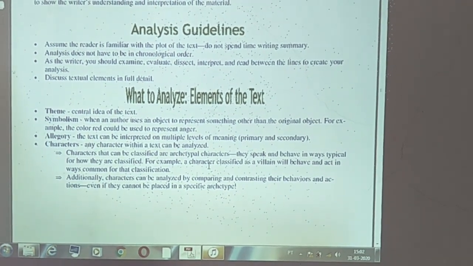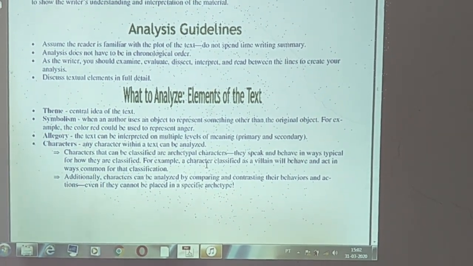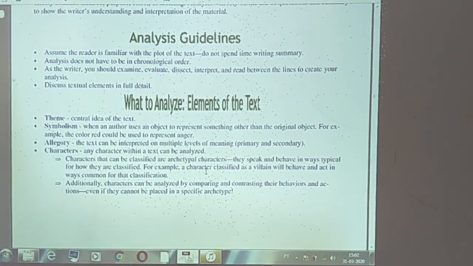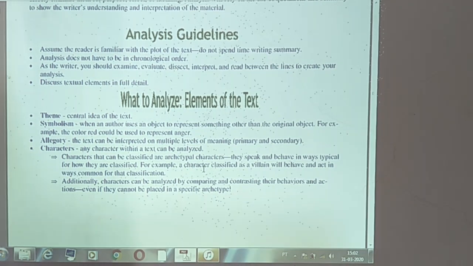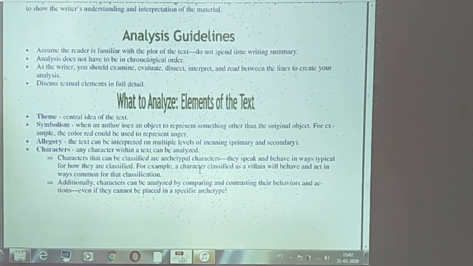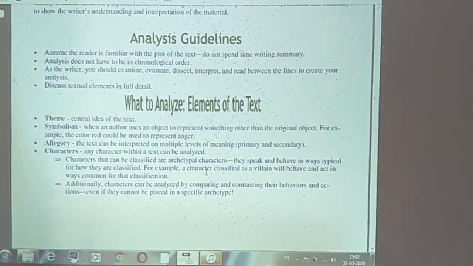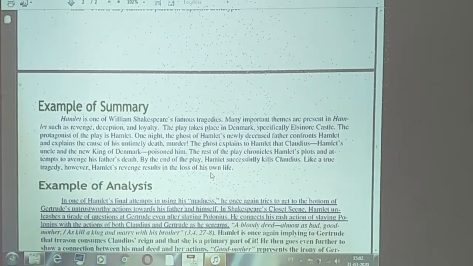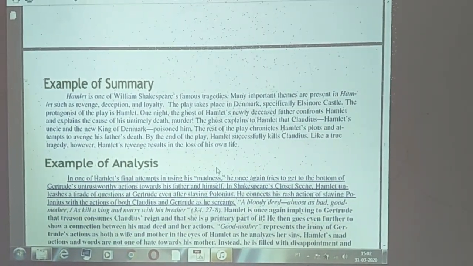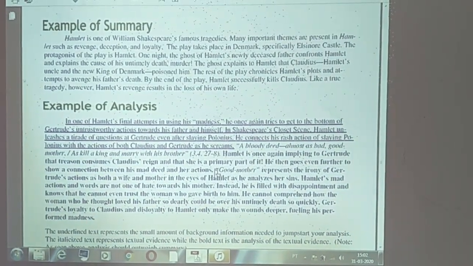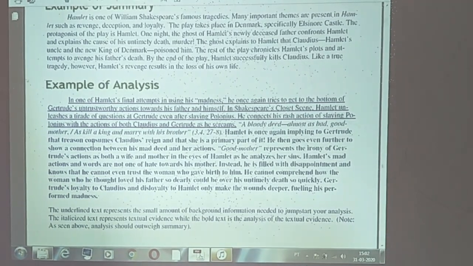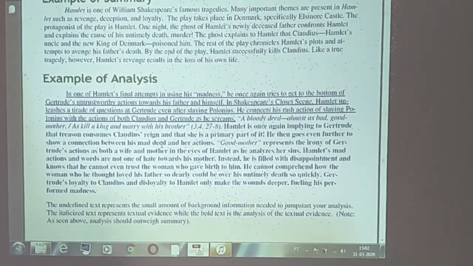Okay. Additionally, characters can be analyzed by comparing and contrasting their behaviors. So you should be looking at the behaviors of the character, okay? Even if they cannot be placed in a specific archetype, okay? So you should be analyzing the behavior and the attitude of a character, okay? So then we have an example of summary, an example of analysis. So when you do your analysis, you have to write it like this. You should be following this example, all right?